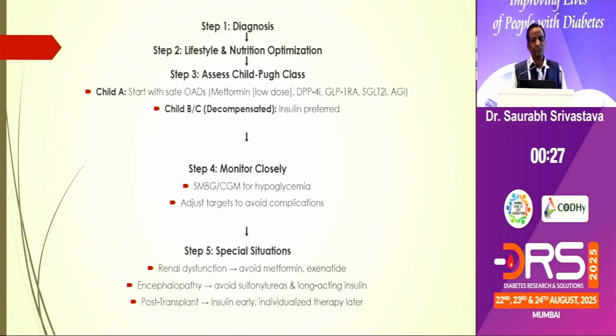So we can start off with lifestyle interventions, assess the Child-Pugh class, and start off with safe OADs. Then if the patient is in B or C, we start with insulin and monitor with SMBG and CGM, and in special situations we should act accordingly.